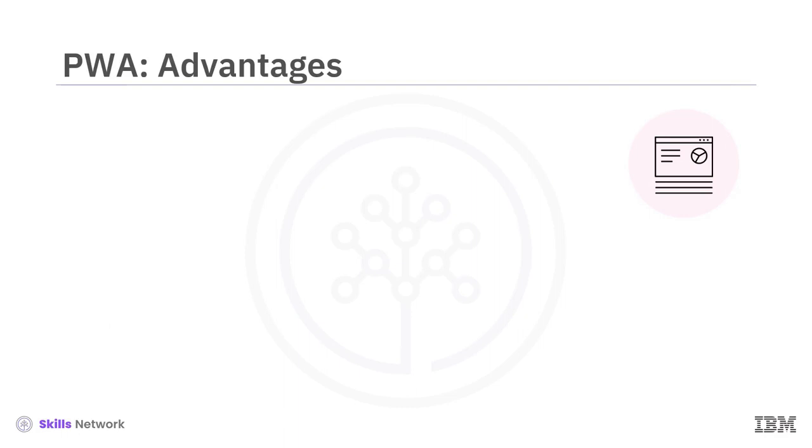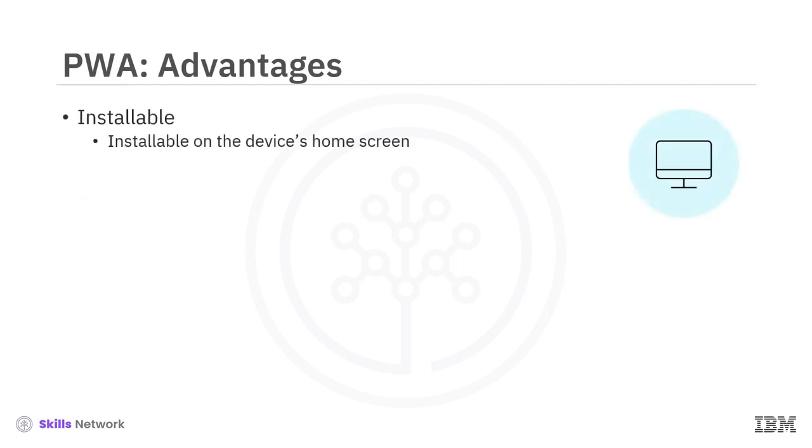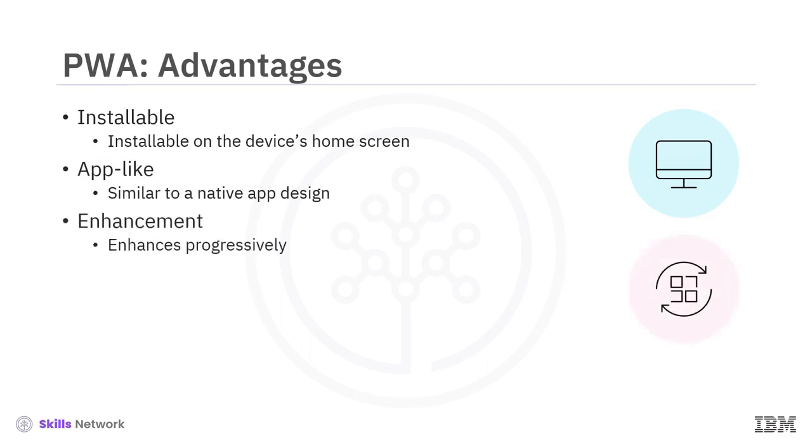Some of these advantages are installation, app-like, enhancement, responsiveness, connectivity, searchability, linkable. Progressive web applications are easily accessible as you can install them on the device's home screen. It has minimal page refreshes and is similar to a native app design. It functions on any device and enhances progressively, making use of any feature available on the user's device and browser.